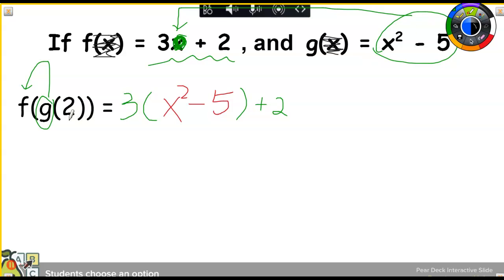It asks you to evaluate your new equation when x equals 2. So you're going to plug 2 to the place of your x in your new equation. So x is gone, plug in 2. And you're going to evaluate this entire equation. Put it in your calculator: 3 parenthesis 2 square minus 5 close parenthesis plus 2. And what your calculator is going to give you should be -1. And that's it.